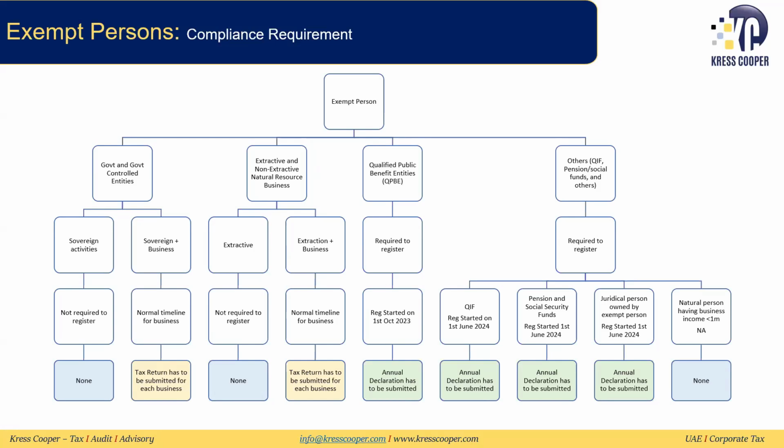Now, for qualified public benefit entities, they are required to register. For all these categories, the qualifying public benefit entities and qualifying investment fund, the pension social security fund, and other juridical person owned by the exempt person, they do not need to file a tax return, but they will be required to file an annual declaration. This will be submitted in the Emara tax portal, just like the return, within 9 months from the end of the tax year. They will declare that they are still meeting the conditions for the exempt person, and FTA can ask for documentation, so they need to keep the documentation with them for 7 years, so that they can prove that they are still meeting the conditions for being exempt person.